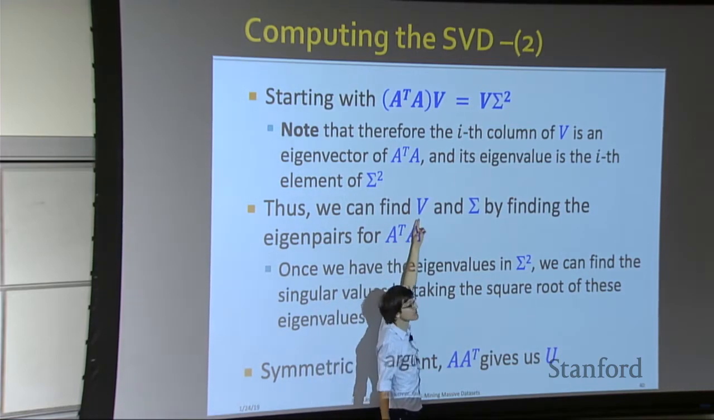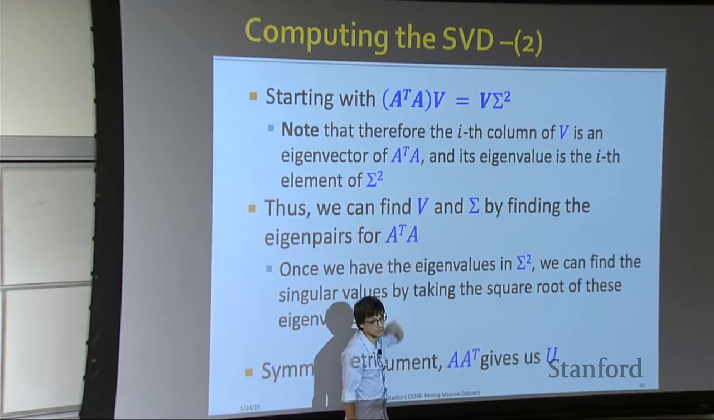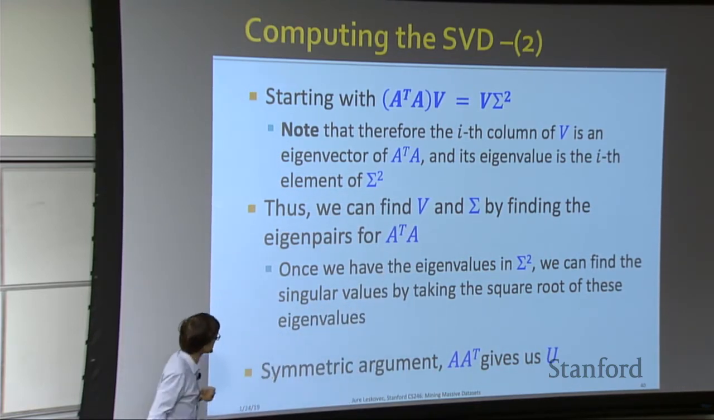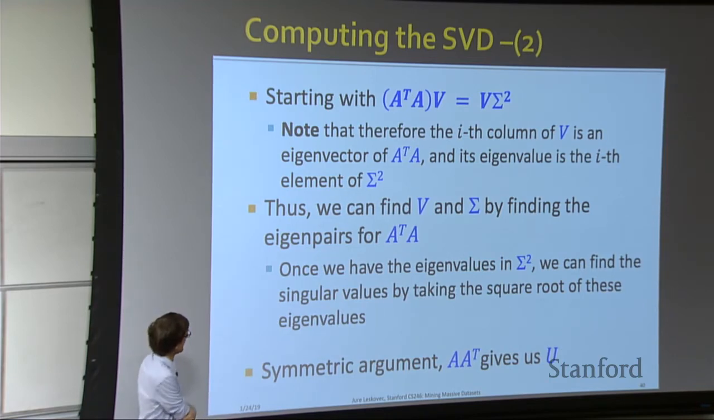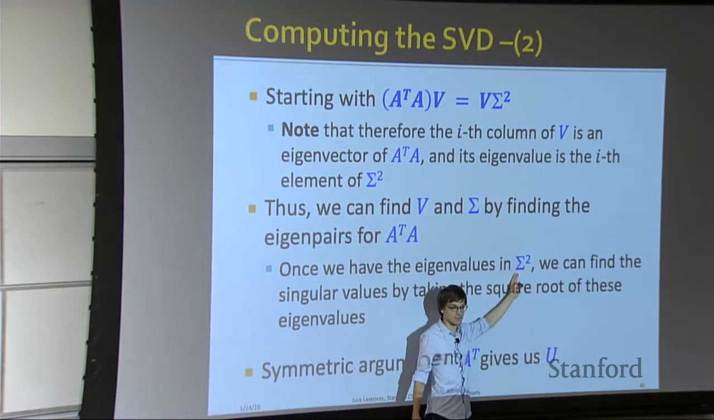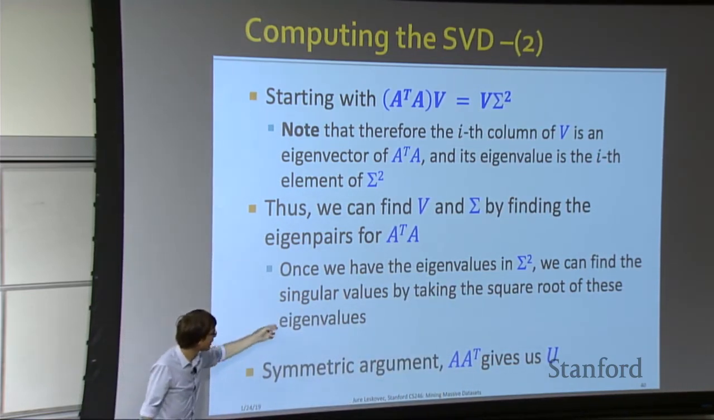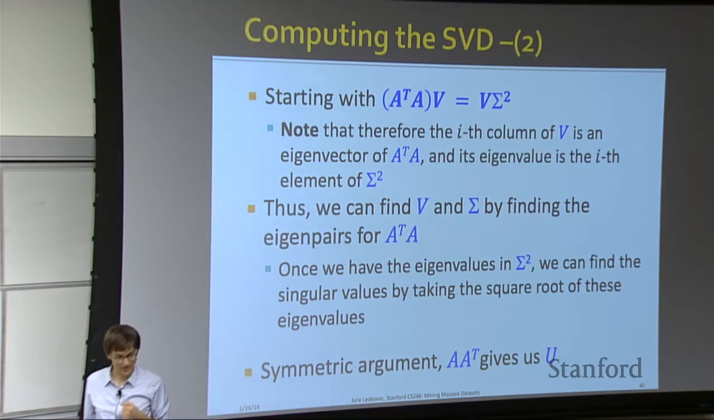And those eigenvectors will be the vectors I put in V. And then the eigenvalues will correspond to sigma squared. So this means that the eigenvalues I find are the squares of the singular values, right? So I can take the square roots and I will get the singular values, right?